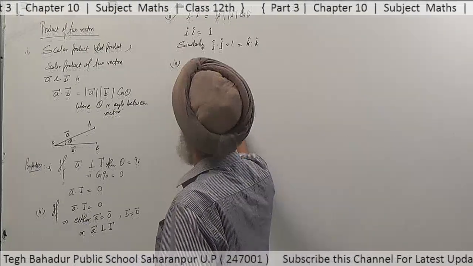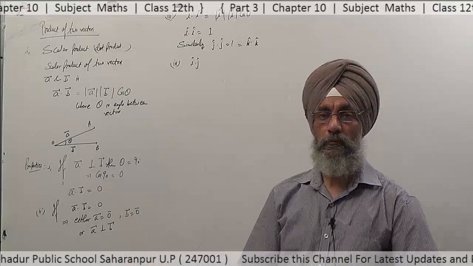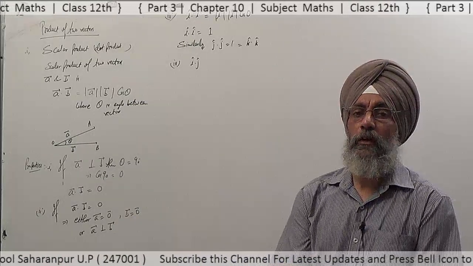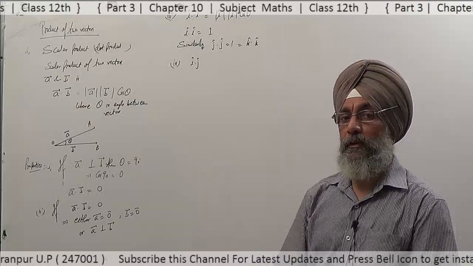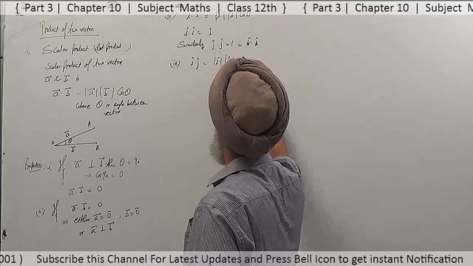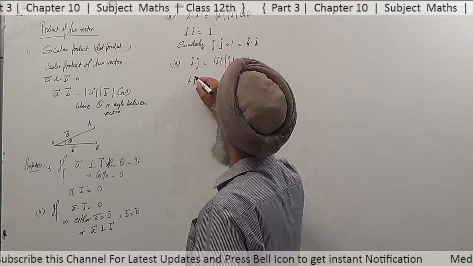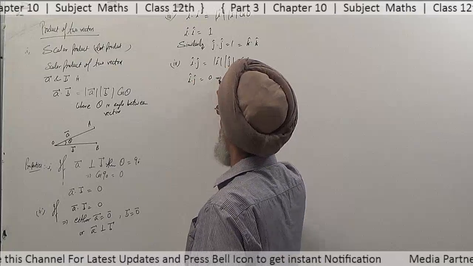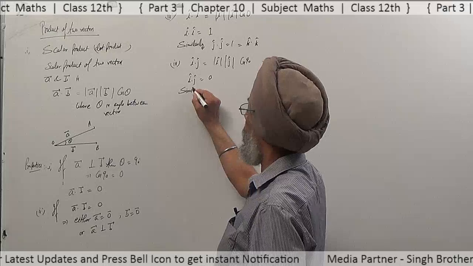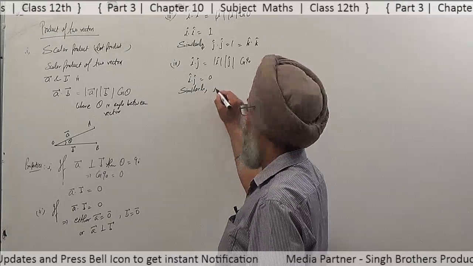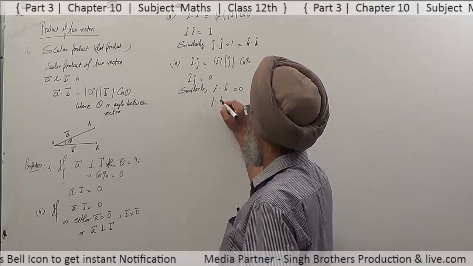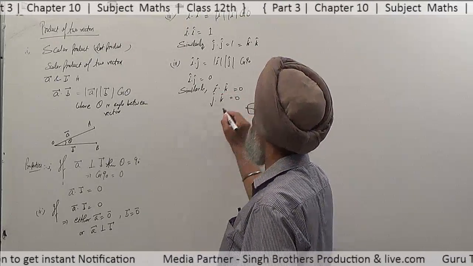i dot j means i is a unit vector along the x axis, j is a unit vector along the y axis. The x and y axes are perpendicular to each other. It means that the magnitude of i, magnitude of j, cos 90 is 0. So, i dot j is 0. Similarly, i dot k is 0, and j dot k is also 0.